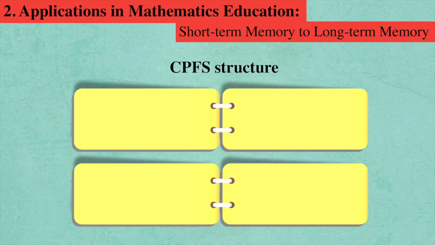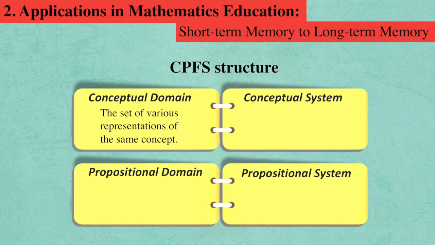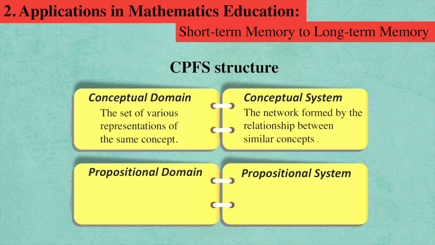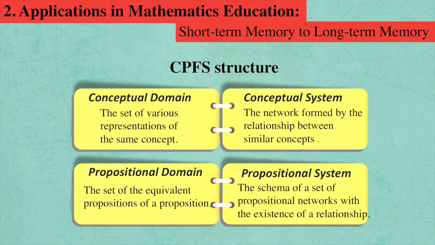and extraction of knowledge. The CPFS structure refers to the structure of the conceptual domain, conceptual system, propositional domain, and propositional system. Among them, the conceptual domain refers to the set of various representations of the same concept. The conceptual system refers to the network formed by the relationship between similar concepts. The propositional domain refers to the set of equivalent propositions of a proposition A. The propositional system refers to the schema of a set of propositional networks with the existence of a relationship.